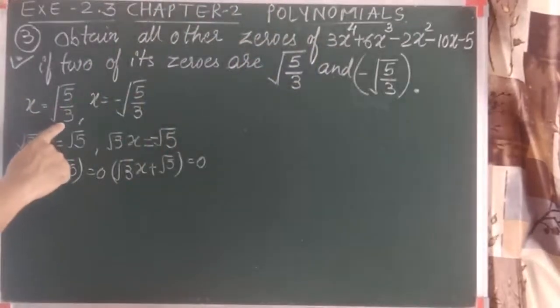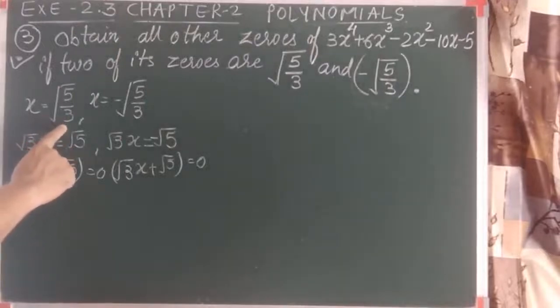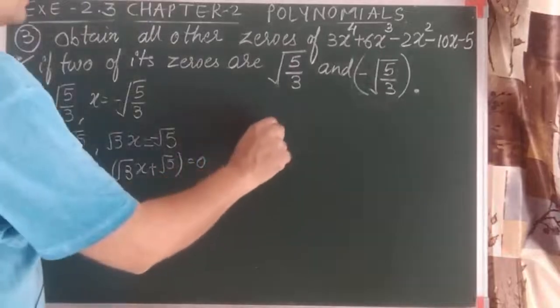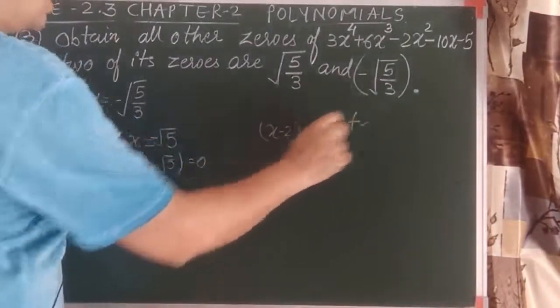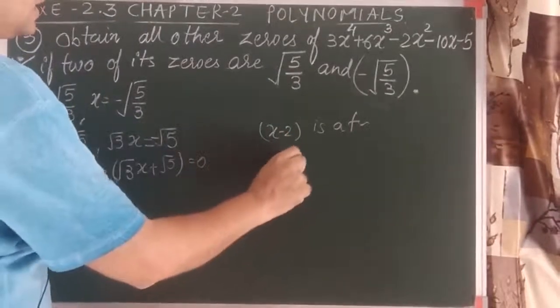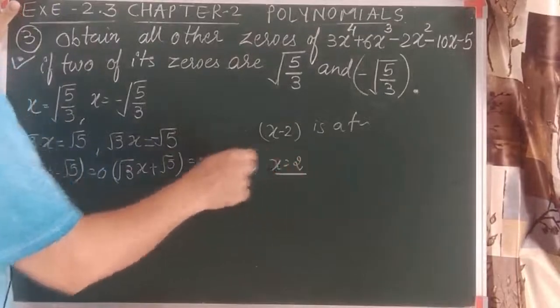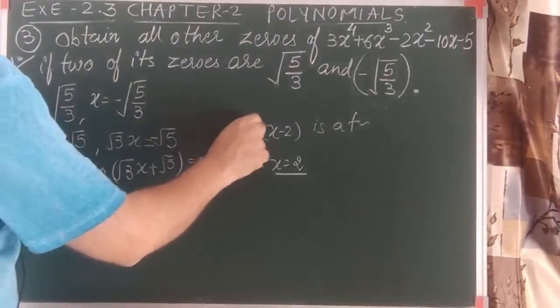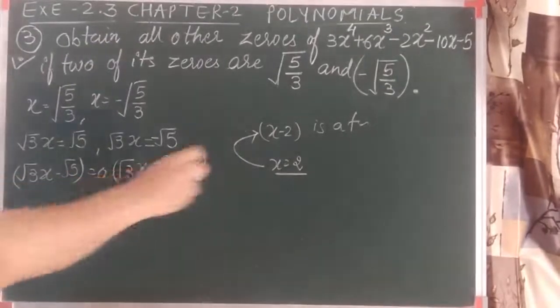Remember, I obtained factors from zeros, from the values of x I obtained the factor. If we are told that x minus 2 is a factor, so what is the zero of this? We write x equals 2. In this question, we are given x equals 2 as a zero, and we obtain which factor it is. Got it? So this is what I have done in this step.